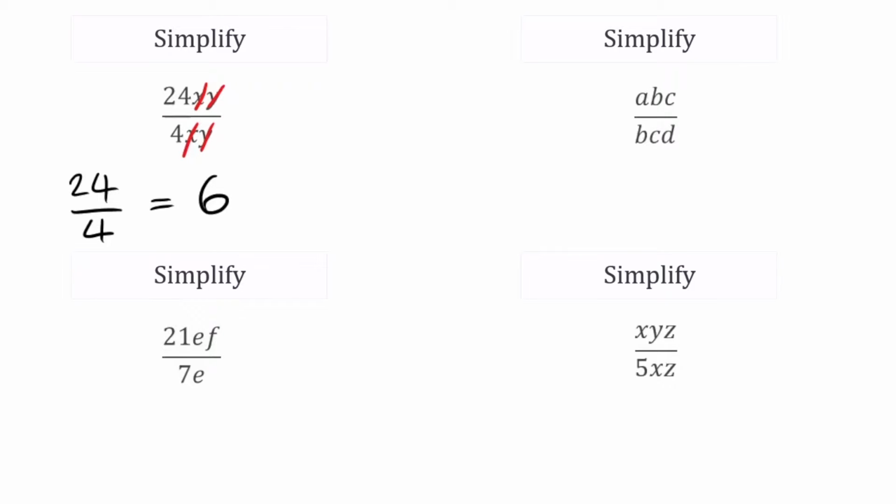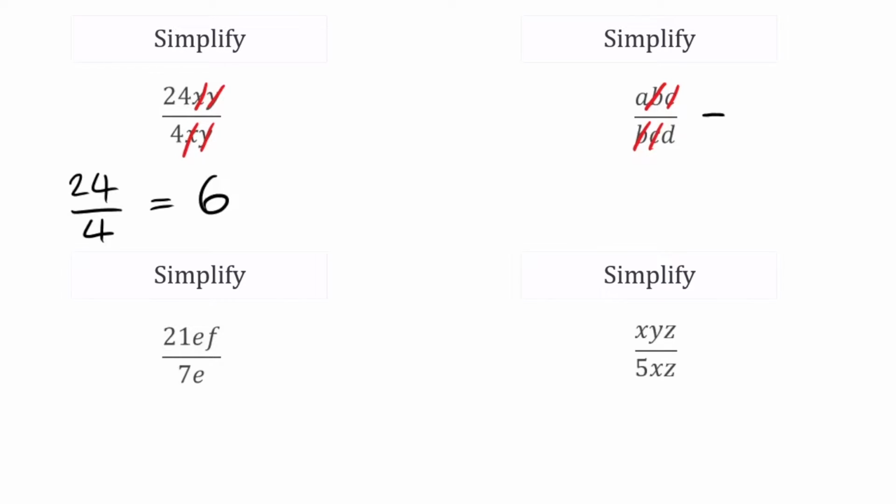Okay, for this next question, we've got ABC all divided by BCD. We're going to do the same thing again. We're looking for terms that appear in both the numerator and the denominator. So we've got a term of b in both, so I can cancel this term of b here with this term of b here. And then I've also got a c that appears in the numerator and denominator. So this c cancels with this c.